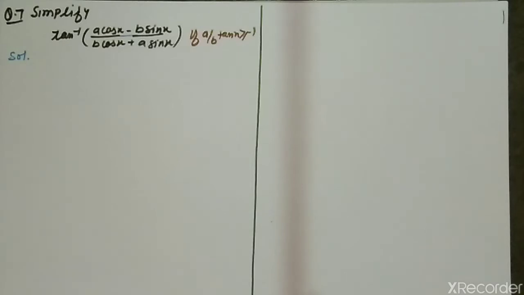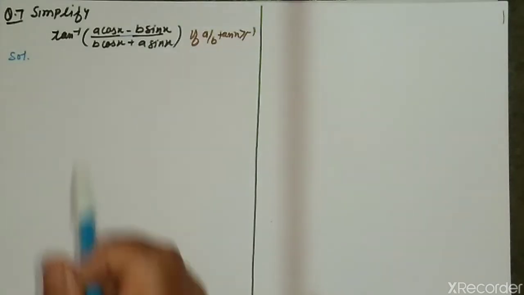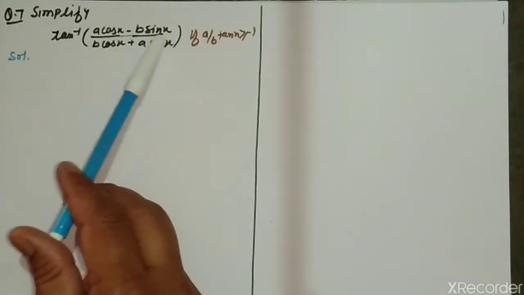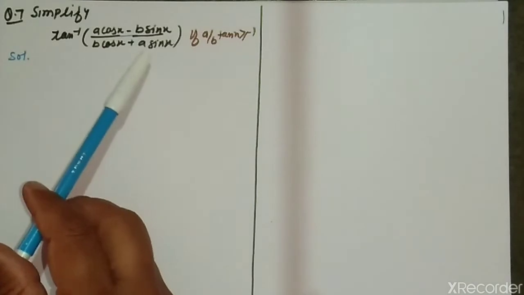Today we are going to discuss class 12th maths inverse trigonometrical function and problems related to the identities of inverse trigonometrical function. Clear? Today we will discuss some questions. Simplify tan inverse of (a cos x minus b sin x) upon (b cos x plus a sin x).